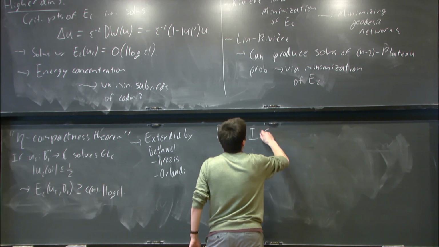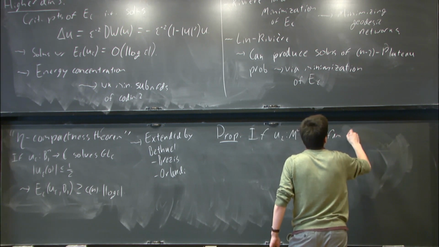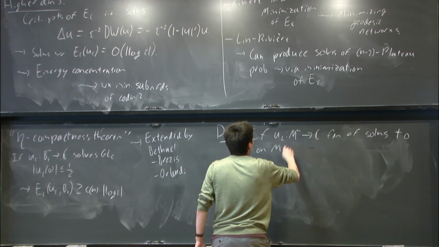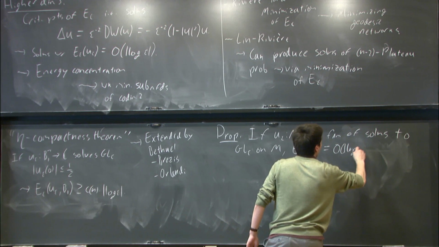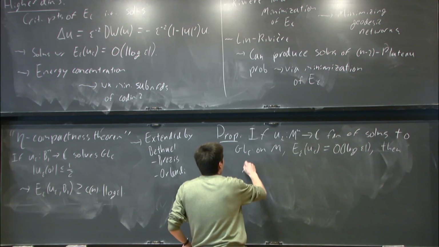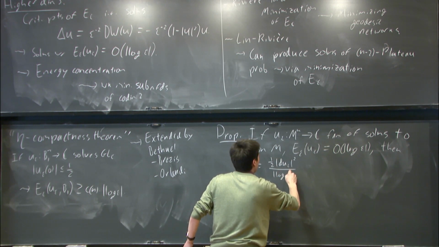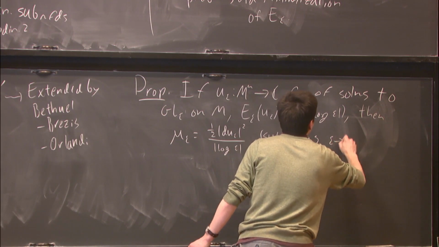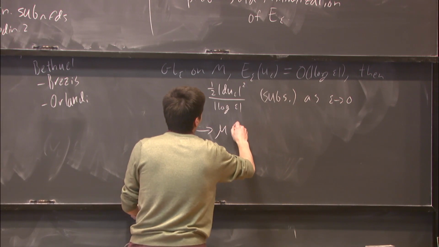OK, so if u epsilon is a family of solutions to our Ginzburg-Landau equation on M with energy growth of order log epsilon, then if we study the normalized energy measures, so we look at our energy density and normalize by log epsilon, then subsequently, as epsilon goes to 0, these will converge weakly as Radon measures to some limiting measure mu of the following form.